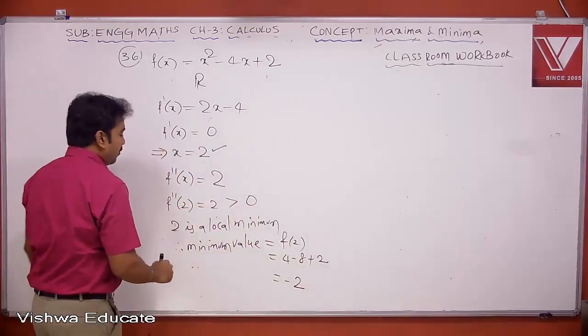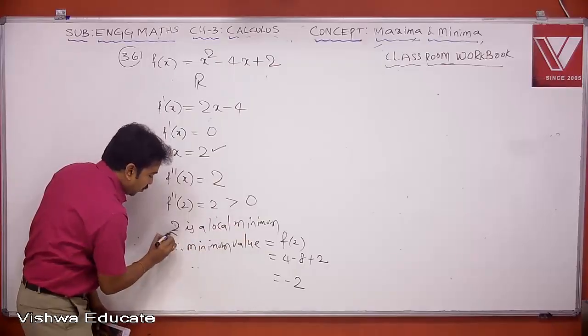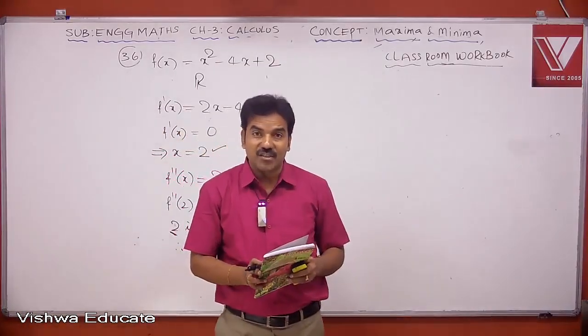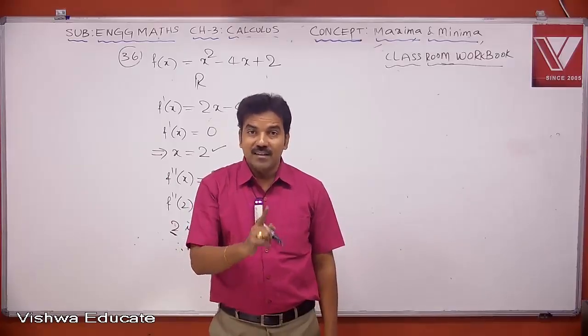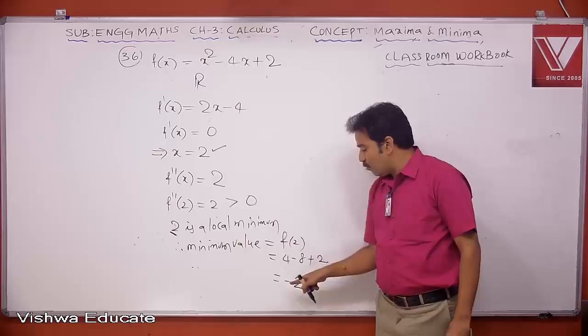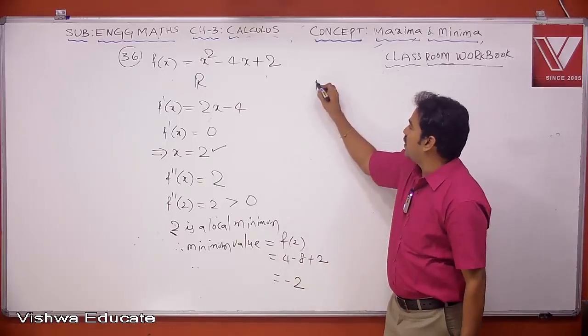Generally people may get confused about this point. Here 2 is a local minimum. In option B, 2 minimum is there. That is the wrong answer. But in option D, you have minus 2 minimum. So the minimum value is minus 2. So option D is the right answer.